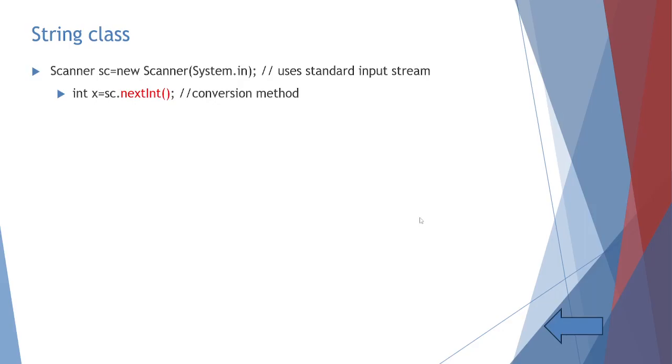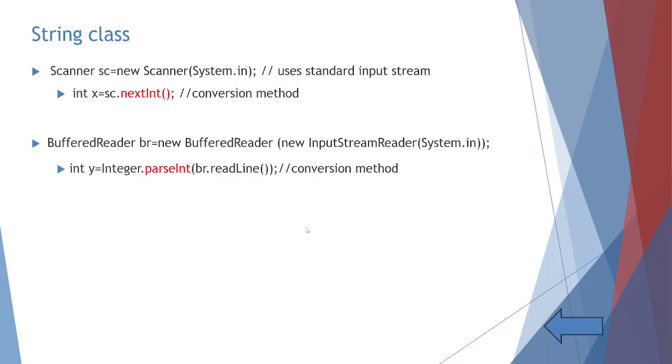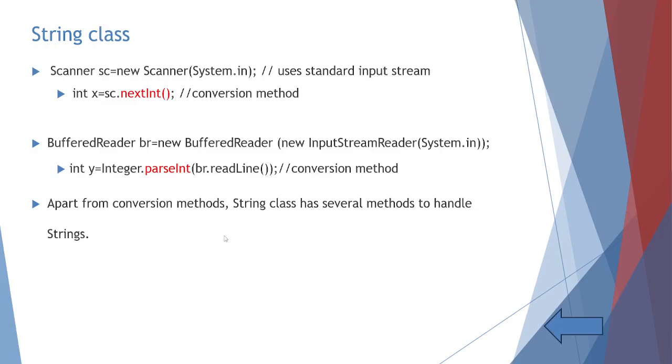Scanner sc is equal to new Scanner(System.in), which we know already, uses the standard input stream internally, and sc.nextInt converts to integer, nextDouble converts to double, and so on. And there is another class, BufferedReader, which we will discuss later. readLine is a method which reads a string, and parseInt is a conversion method which converts into integer. Integer.parseInt. Integer is a wrapper class, which we will understand. Now, apart from conversion methods, the String class has several methods to handle strings.